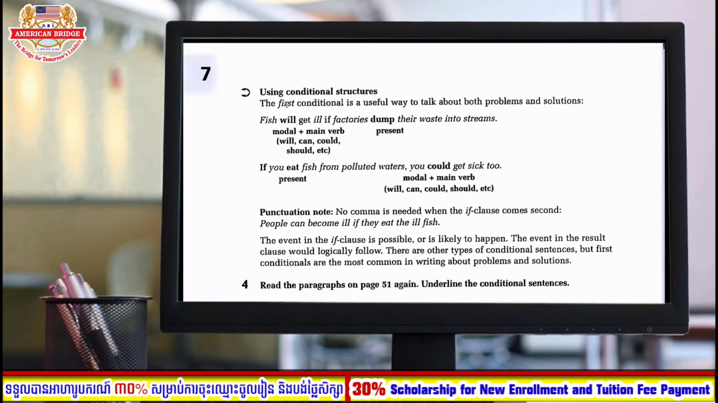So for the problem and solution type of paragraph, you can also use the conditional sentence in order to introduce the problem and to introduce the solutions as well. So if you look at the first conditional, you have already learned about the form, the usage, or the punctuation, when to use a comma, and so on and so forth, right? So I am not going to give you any lecture or any lesson regarding the form and usage of first conditional, zero conditional at all.